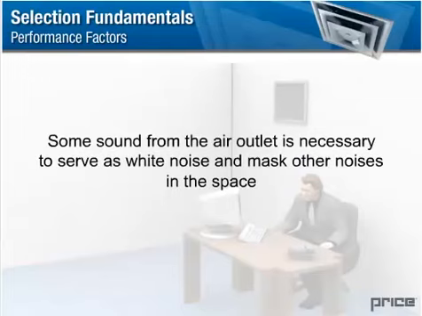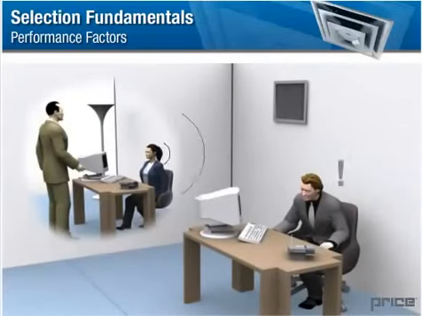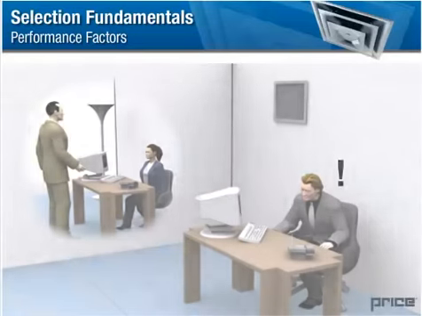Some sound from the air outlet is necessary to serve as white noise and mask the other noises in the space. Without this white noise, phone conversations from adjacent desks will be more clearly heard. Virtually any noise in the space can become a distraction, as it is no longer masked.